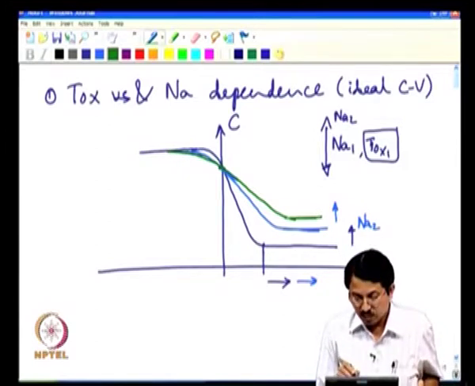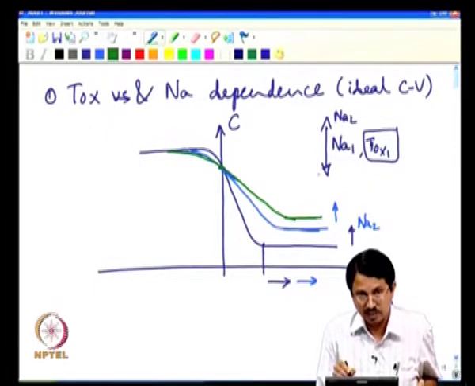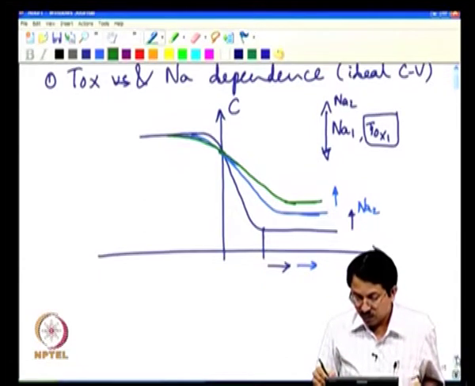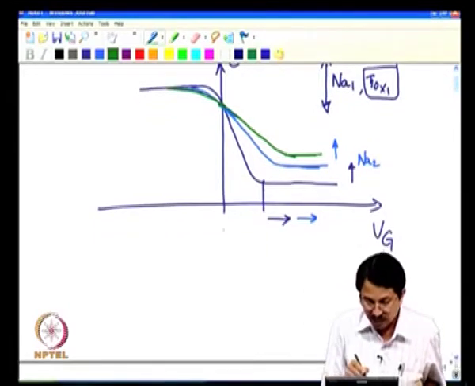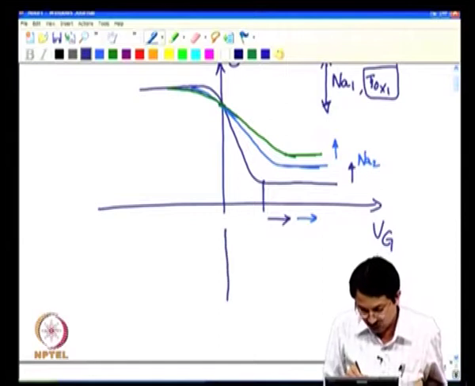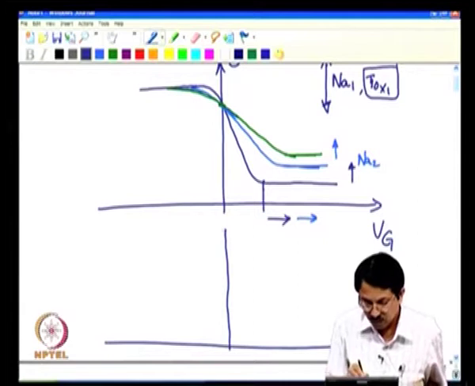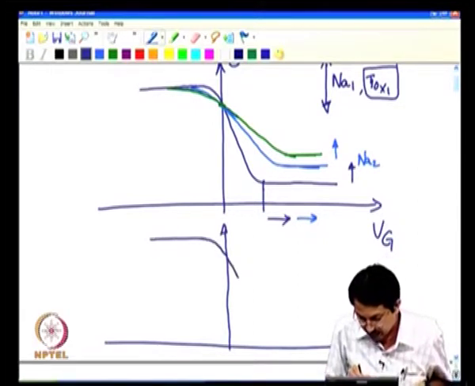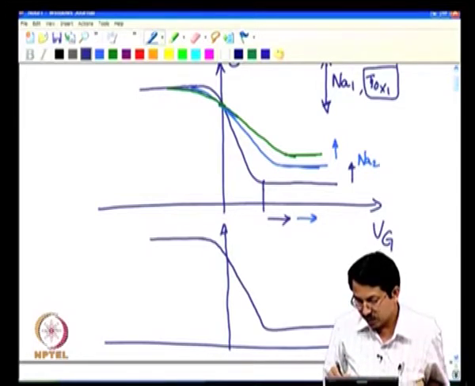So, notice that two things happen with varying Na. Vt increases and minimum capacitance also increases, both happening simultaneously. Now, if you were to consider the other situation wherein you keep Na constant, let us sketch those characteristics as well. Let us again say that we start with some CV characteristics for a certain value of Na1 and Tox1.